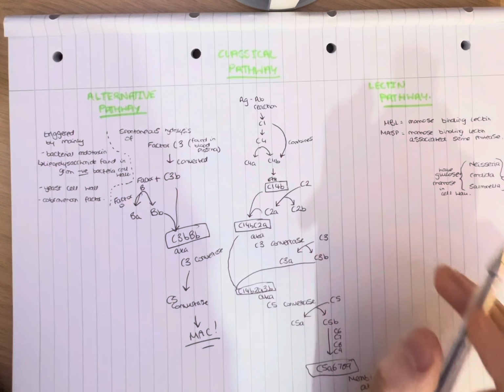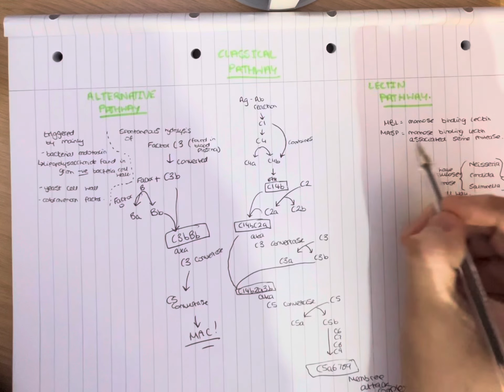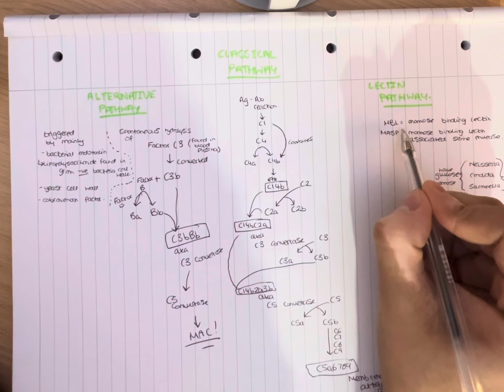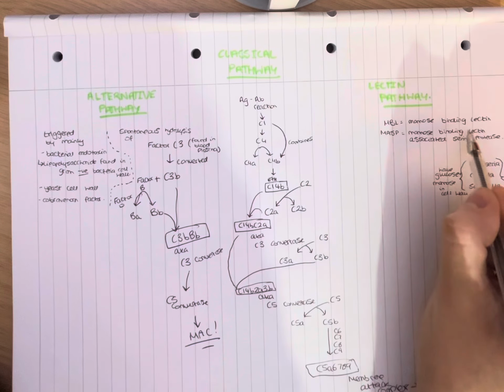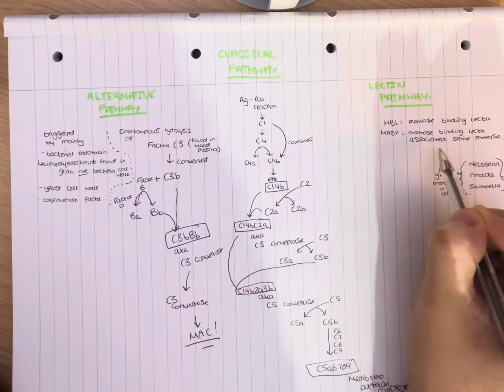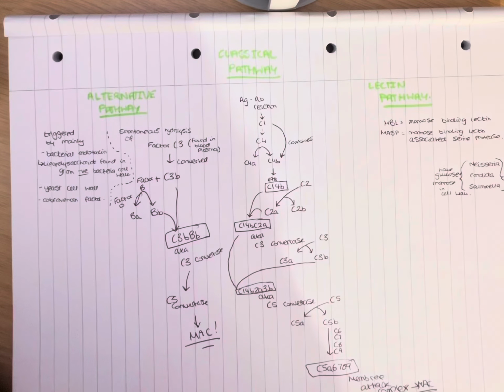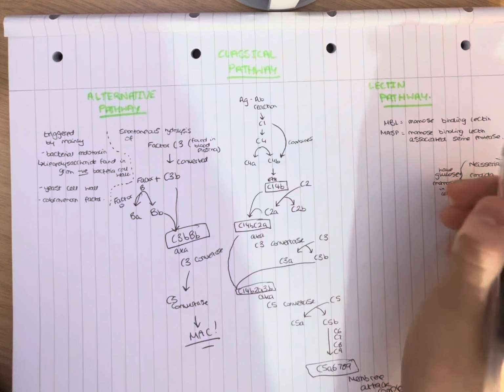Now, the lectin pathway is a bit more complicated, and there are a few bigger words. So a few key words we've got are MBL, also known as our mannose binding lectin, as well as MASP, which is our mannose binding lectin associated serine protease. That seems like a lot of waffle. I guess I'll find out a bit more about that later.